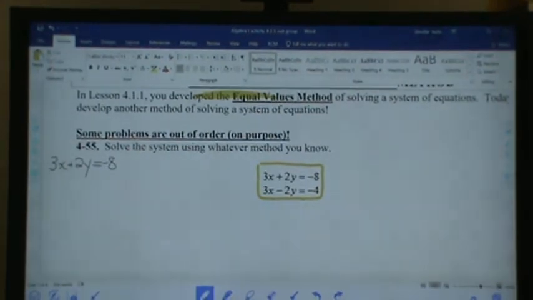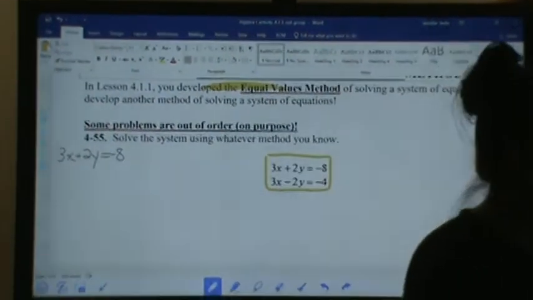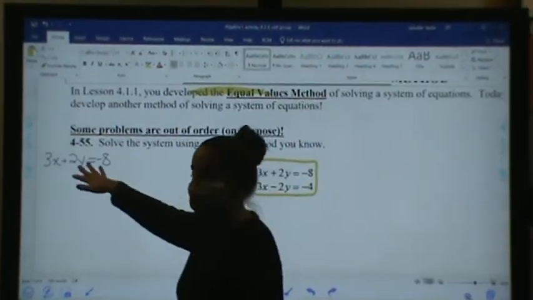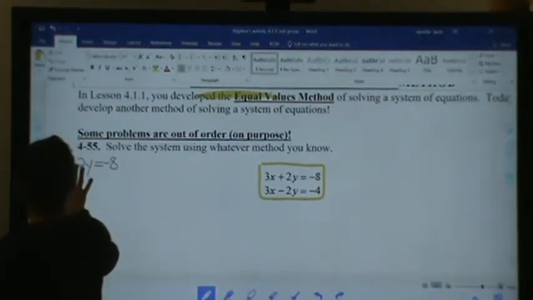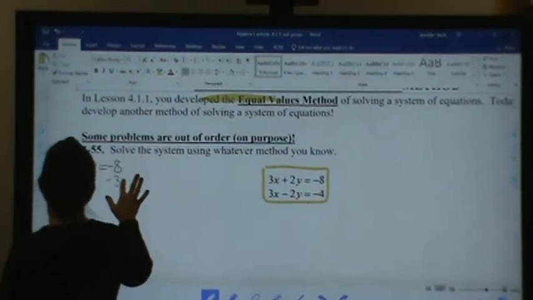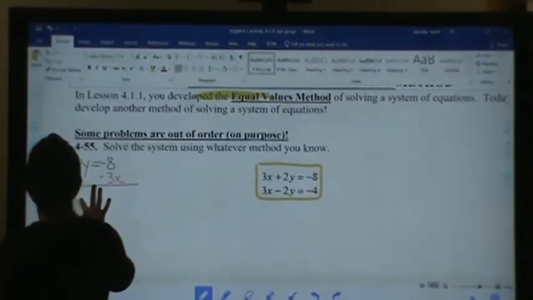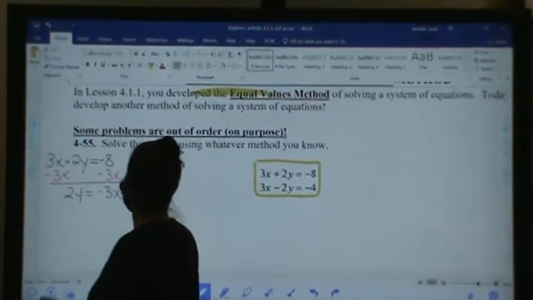Make sure you give yourself lots of room. Now remember, when we do equal value, you have to make everything say y equals mx plus b. And this is not in y equals mx plus b. So the first thing I'm going to do is move my 3x's over. And then I'm going to have 2y equals negative 3x minus 8.